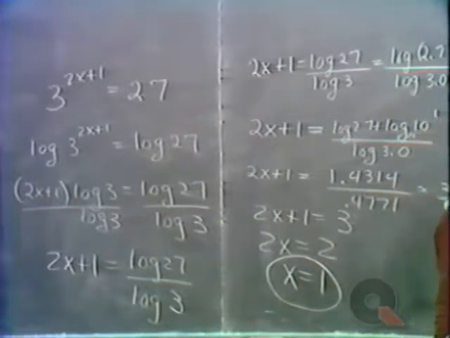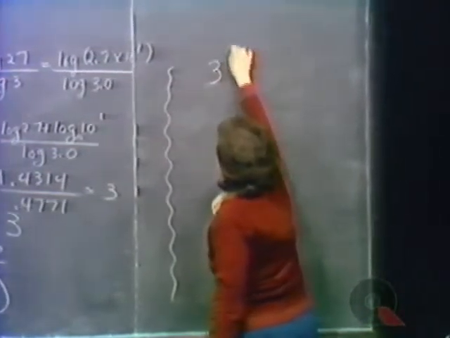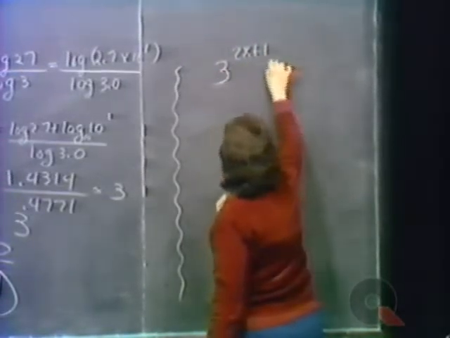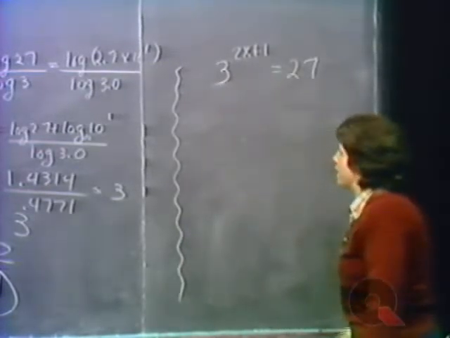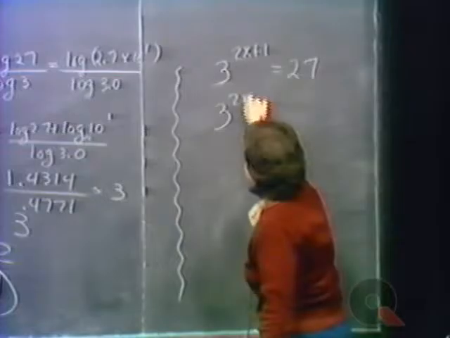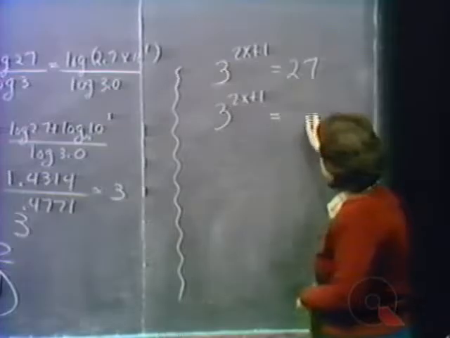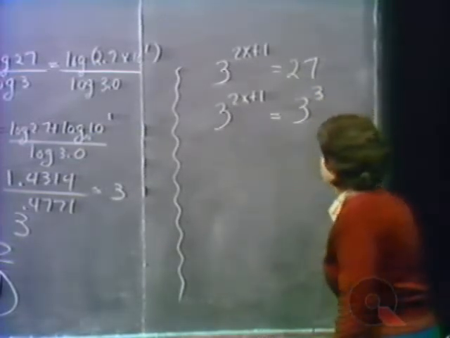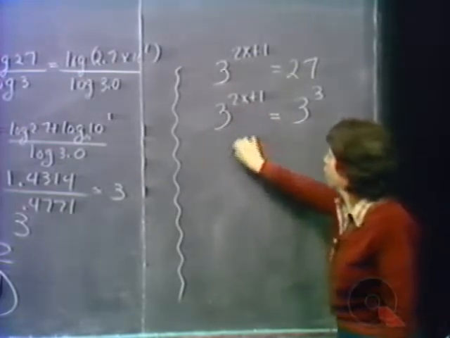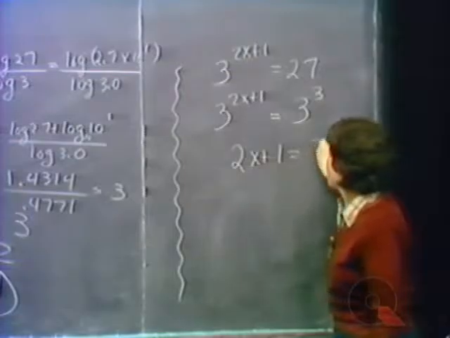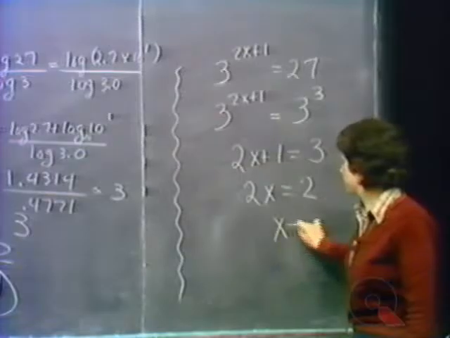In fact, in this particular problem, we have another way of solving the same problem. This is a special kind of exponential equation problem. We could have actually done it without logs, where it is possible to write both sides with the same base. You see, 3 to the 2x plus 1 equals 27 can be written as 3 to the 2x plus 1 is equal to 3 cubed, which is 27. When you have two things equal and they have the same base, you may equate their powers as well. You get 2x equals 2, x equals 1.